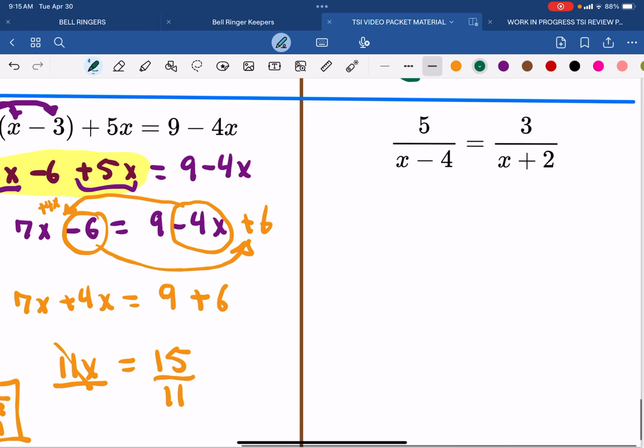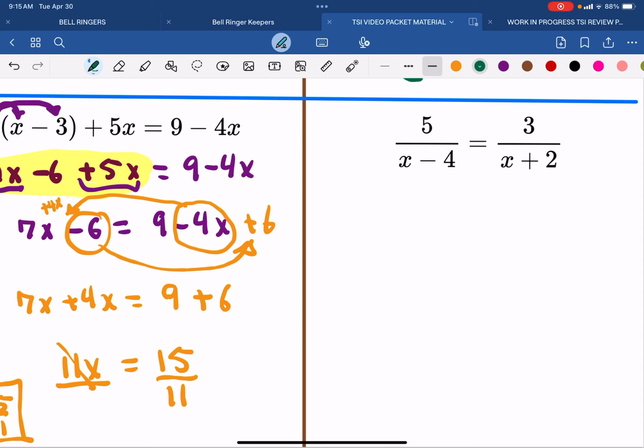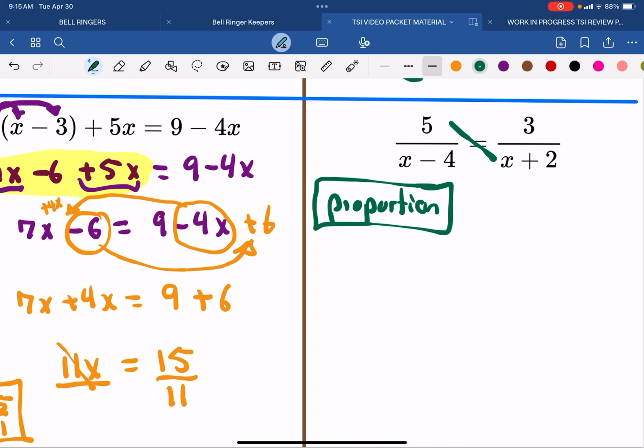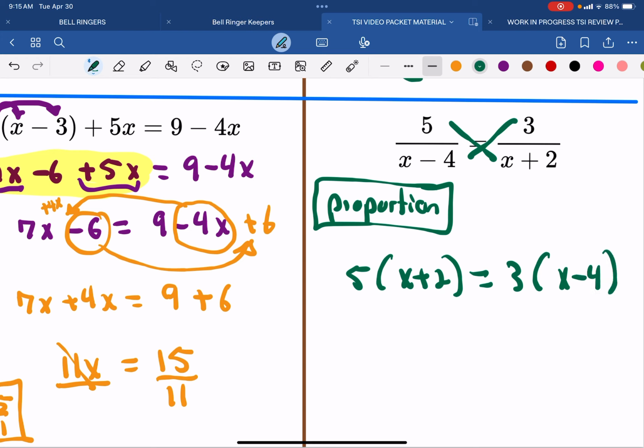Now, this one right here, I'm not going to do it all. I'm just going to get you started because it looks scary. We have a fraction equal to a fraction. That is a proportion. Okay, y'all remember proportions? What do you do? You cross multiply. I'm going to write 5 times x plus 2 equals 3 times x minus 4. And then we solve it.